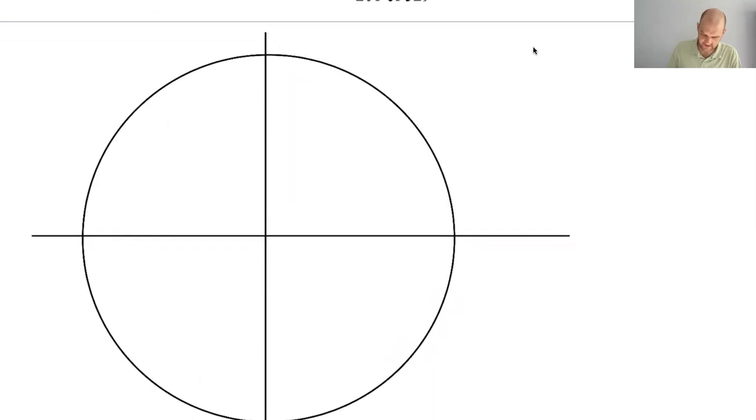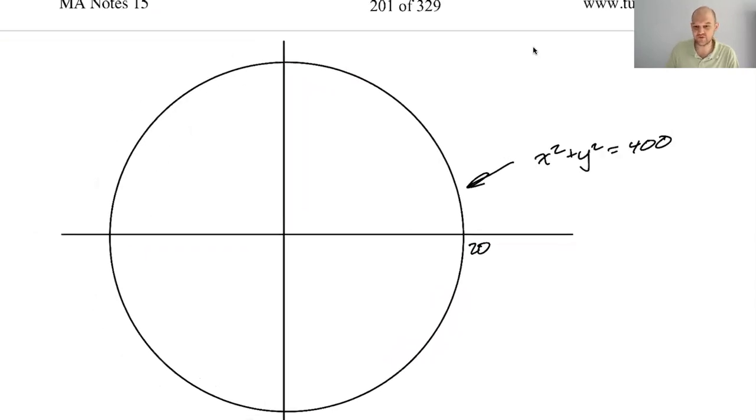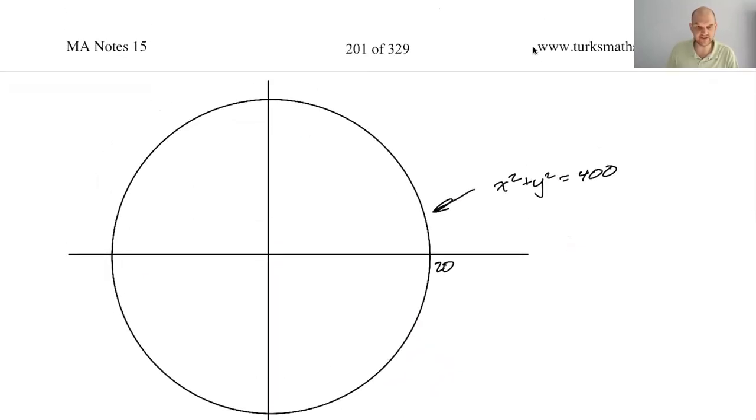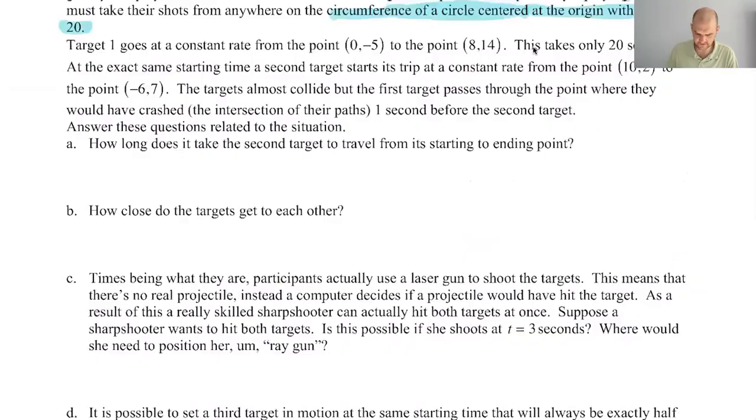Anyway, this radius is 20. So this equation, in the event that we need it, is going to be x squared plus y squared equals 400. And I think we are probably going to need that. Also, I don't think I centered the axes correctly, but who cares?